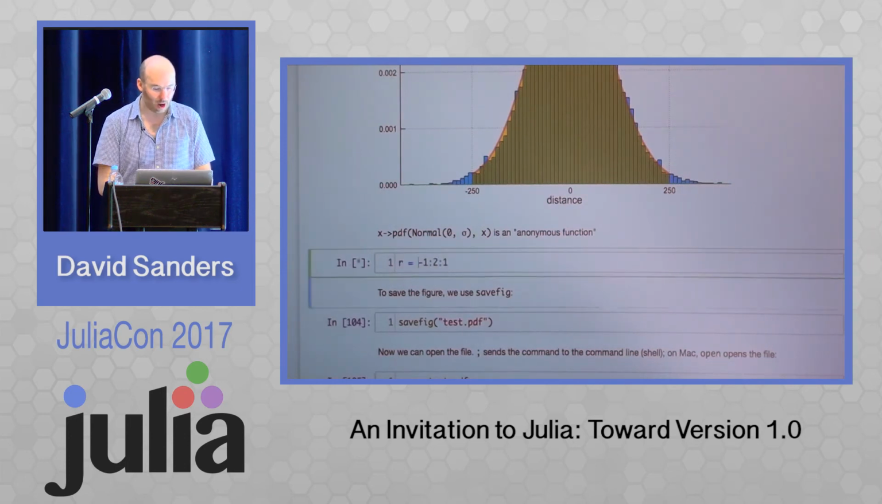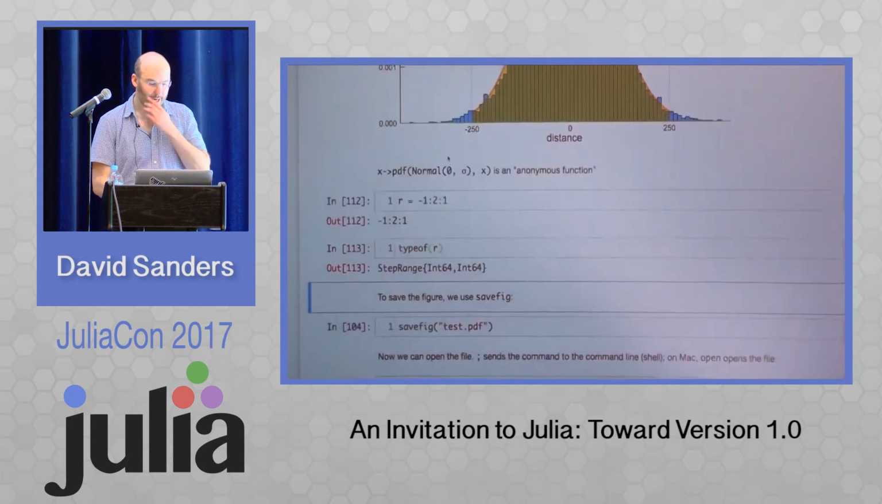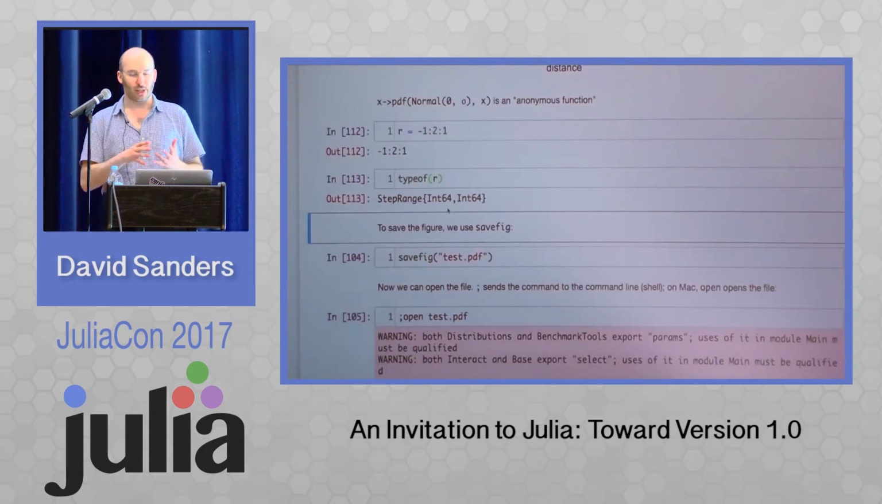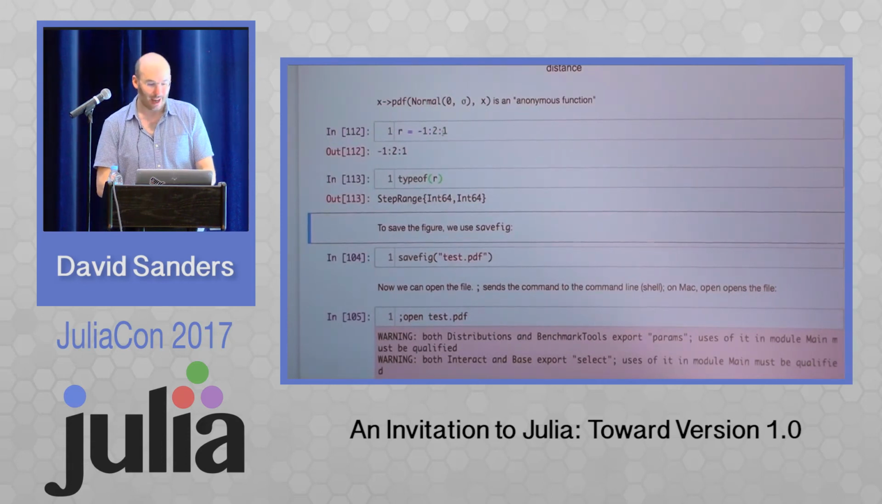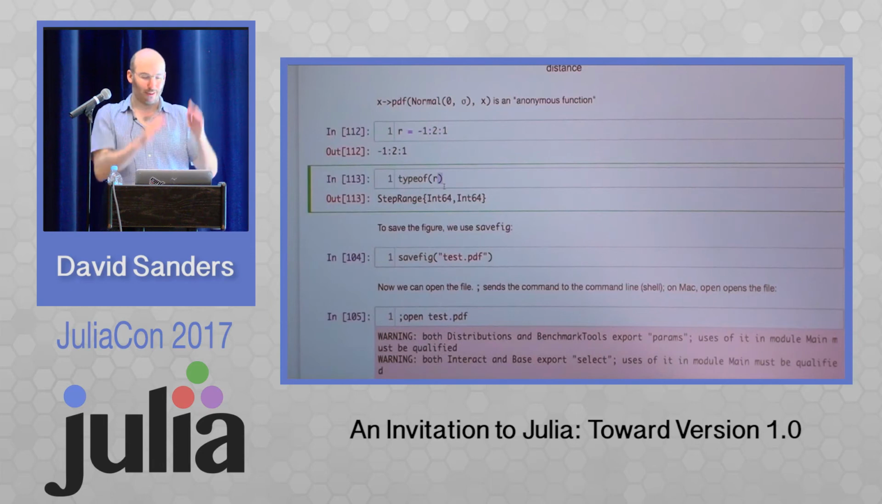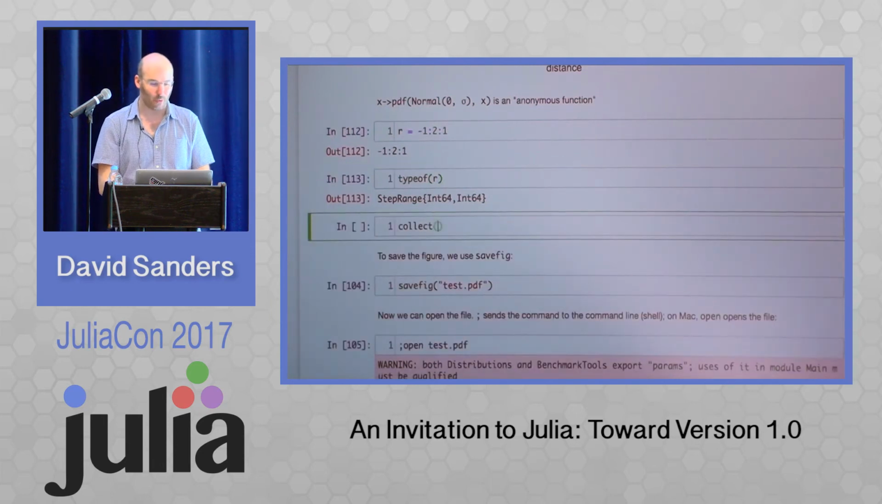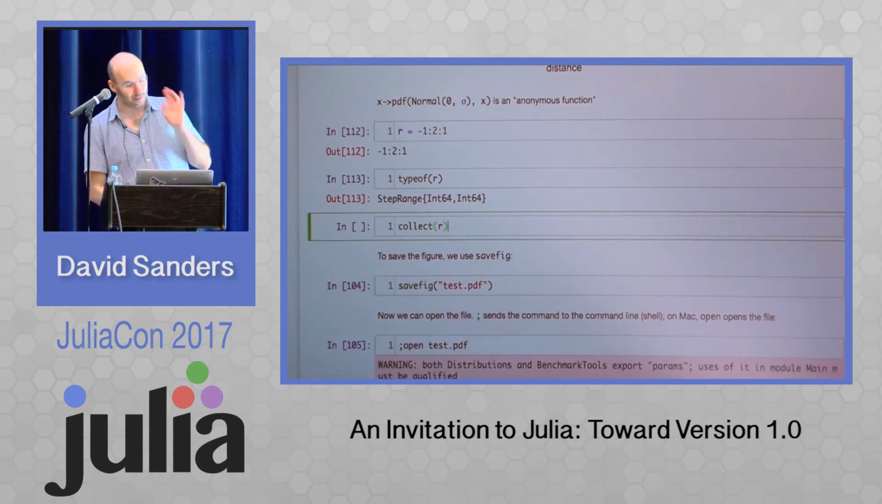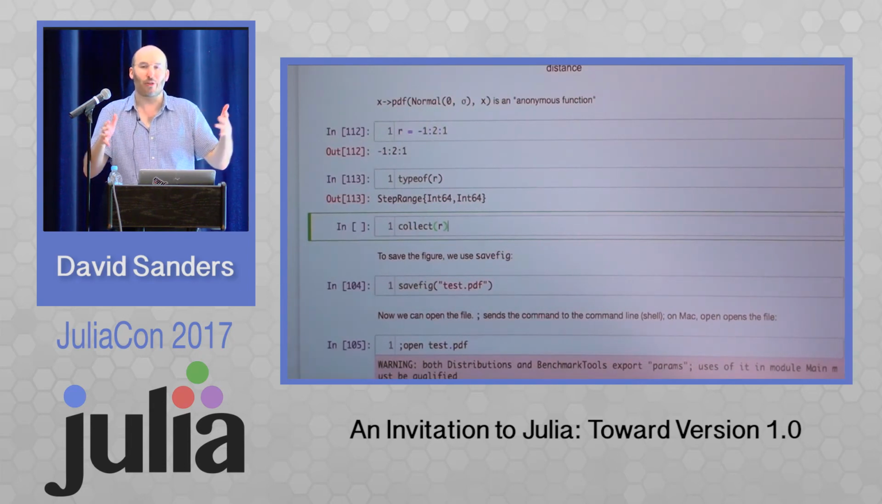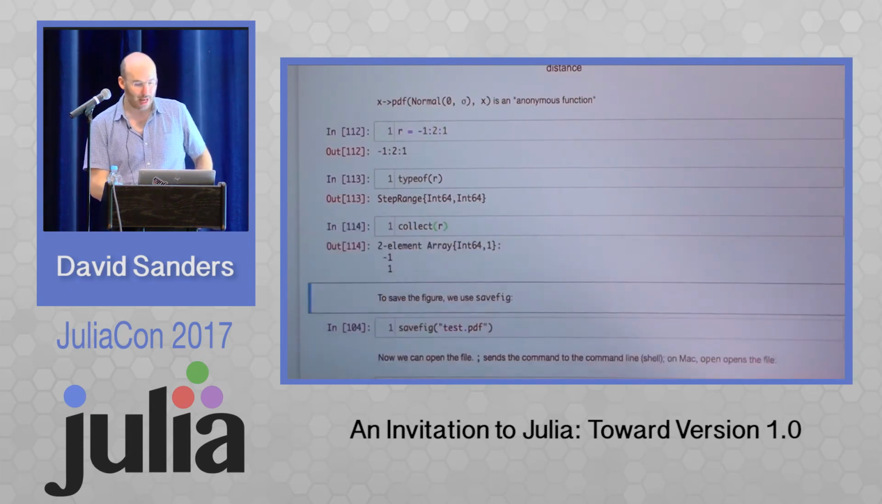So if I put R equals that, I can ask what is R, and it's something called a step range. A range is this generator thing that generates a range. The answer is something that goes from -1 to 1 with step 2. It's probably not very intuitive what that is, so I can actually ask Julia what it is with this collect function. There's some discussion about whether collect is a good name. It just means go through this generator and collect all the things that are inside it and put those in an array. And so what is inside this thing is -1 and 1.